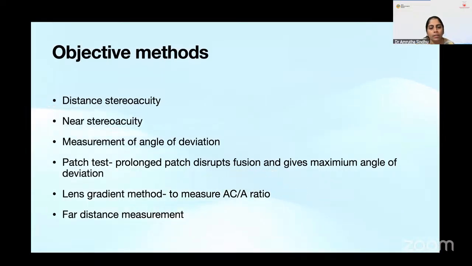I already explained how the AC/A ratio is measured. And there is something called far distance measurement, which has to be done in these cases. Far distance measurement is nothing but you make the patient sit in a long hallway, probably more than 10 or 20 meters, and ask the patient to fixate at an object at a very far distance, let's say around 20 meters. That is when the fusion is totally disrupted and you get the maximum amount of deviation. So this patch test is very important to rule out pseudo divergence excess or tenacious proximal fusion.